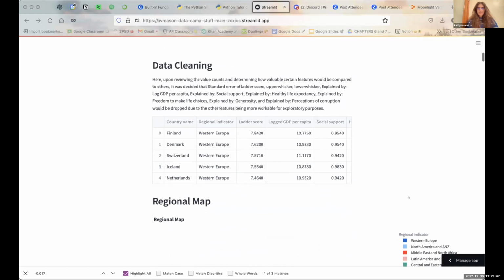In the data and cleaning section, we eliminate columns that have values that we can't really do anything with, like NA values or irrelevant information. Upon reviewing the value counts and determining how valuable certain features would be compared to others, we decided that the columns standard error of ladder score, upper whisker, lower whisker, and all of the explained by columns, such as explained by log GDP per capita, weren't relevant to our visualizations, so we decided to eliminate them.